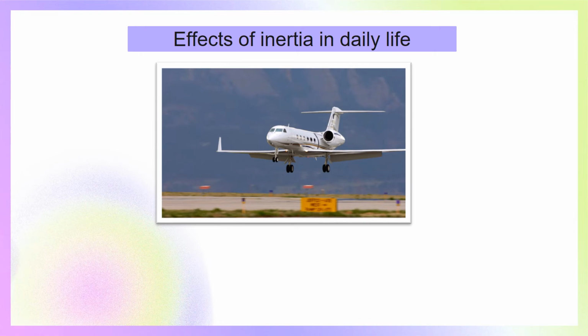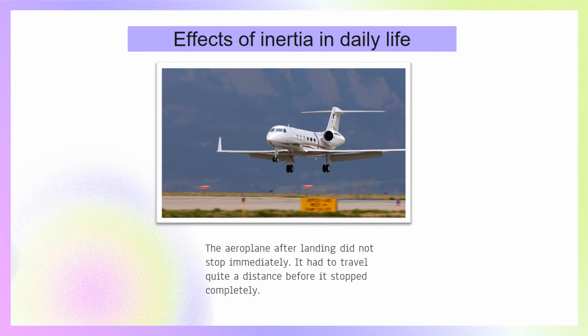Okay, the first picture shows the landing of an aeroplane. The aeroplane after landing does not stop immediately. If it were to stop immediately, then the passengers would be thrown in the forward direction due to the inertia of motion at such speed. It has to travel quite a distance before it stops completely.